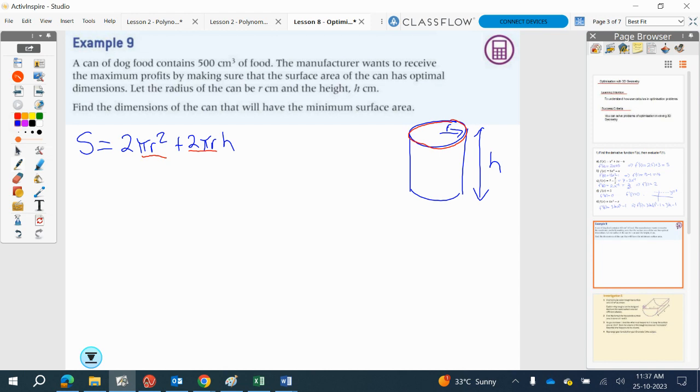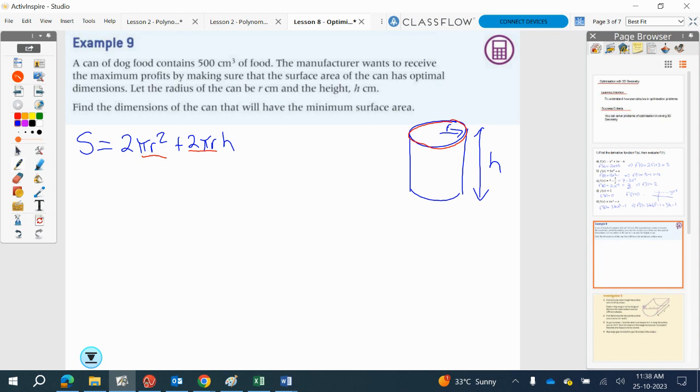Lovely. Okay, so can we differentiate this at this point? No. Why not? We have two variables. So how do we get rid of one of the variables? Well, we know that the volume is equal to pi r squared times height, and the volume is 500.